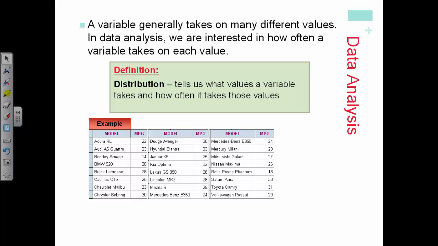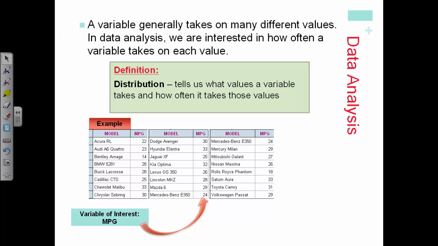When we take a look at a variable, it takes on many different values sometimes. We're interested in how often a variable takes on each of the different values. A distribution then tells us what values a variable takes and how often it takes those values on.